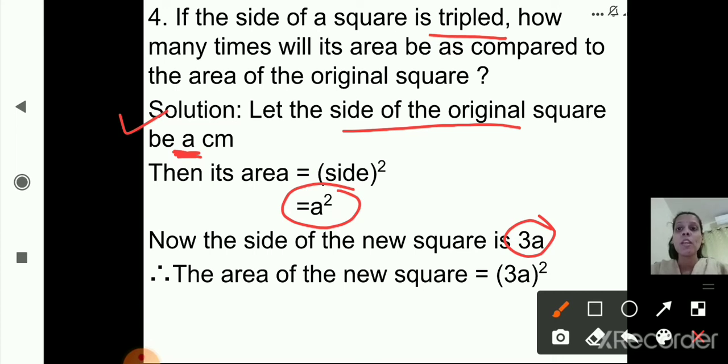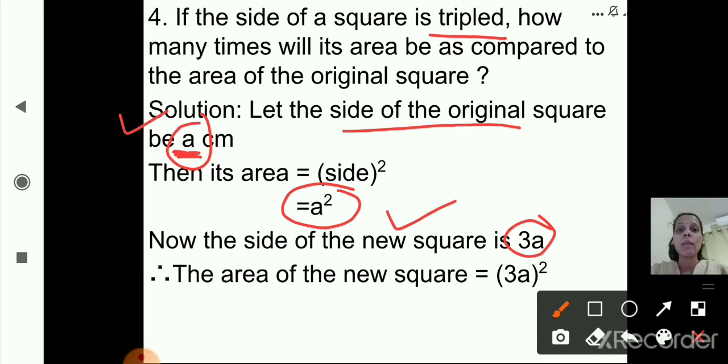So firstly it was a centimeter. Now it is tripled, means 3 times. So 3a. Now the side of the new square is 3a. So we will find out the area of this new square. So what is the formula? The area of the new square is equal to, again the formula is the same, that is side square. Side is what? 3a. So 3a square.